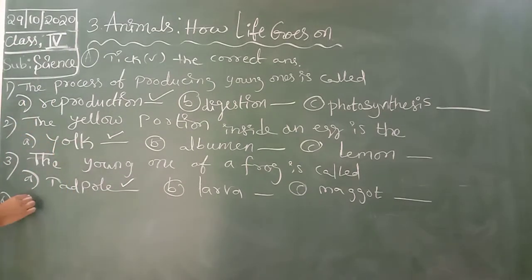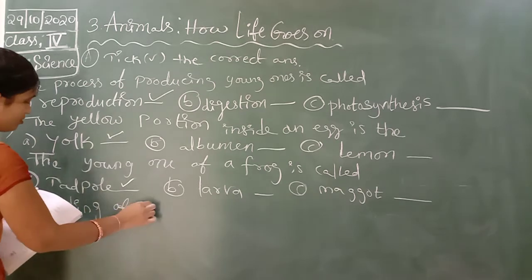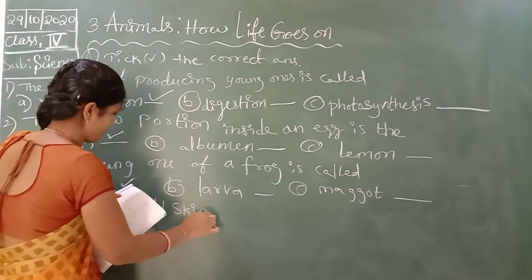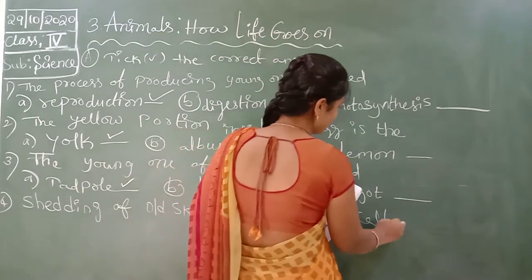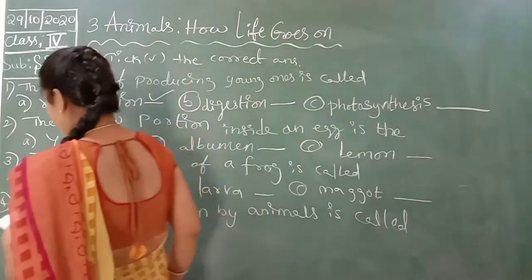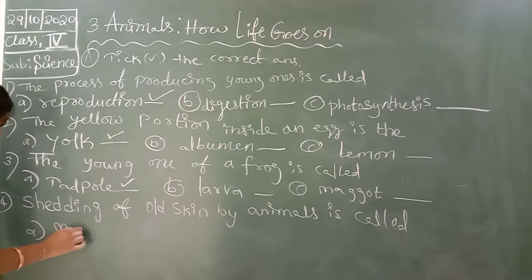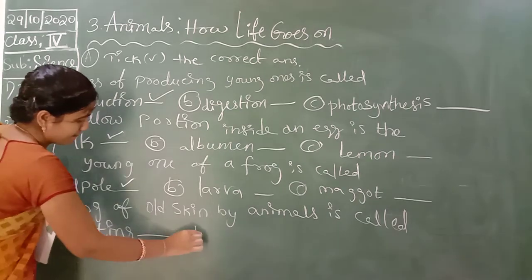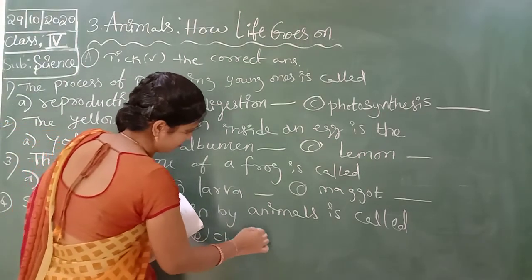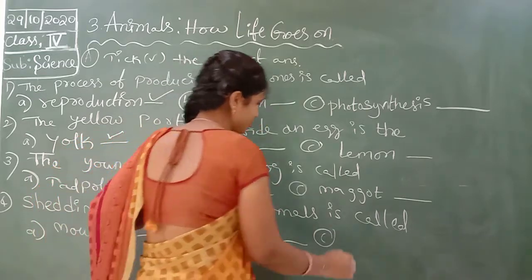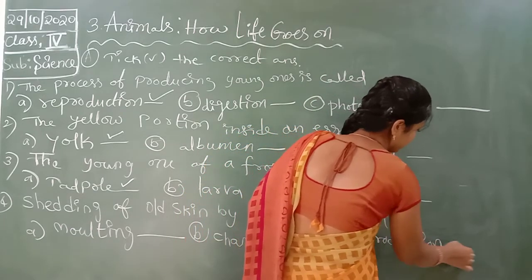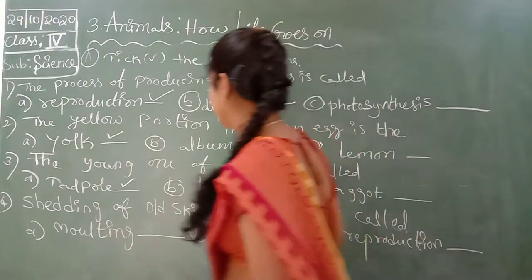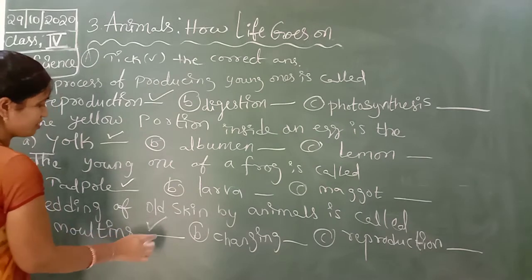Shedding of old skin by animals is called: A. Molting. B. Changing. C. Reproduction. Molting is the correct answer.